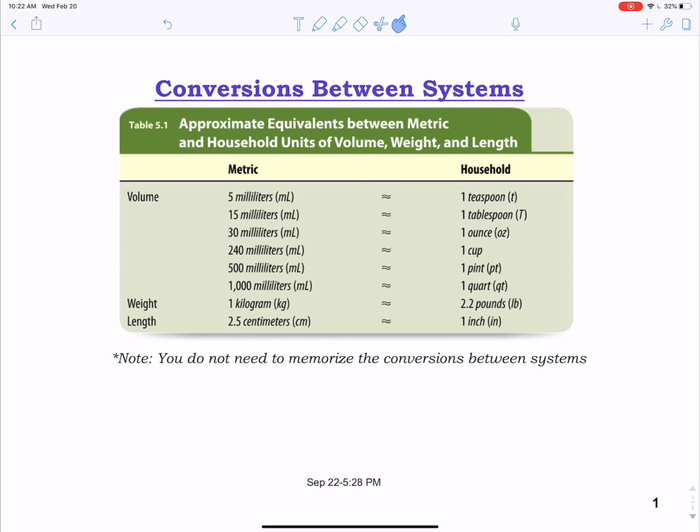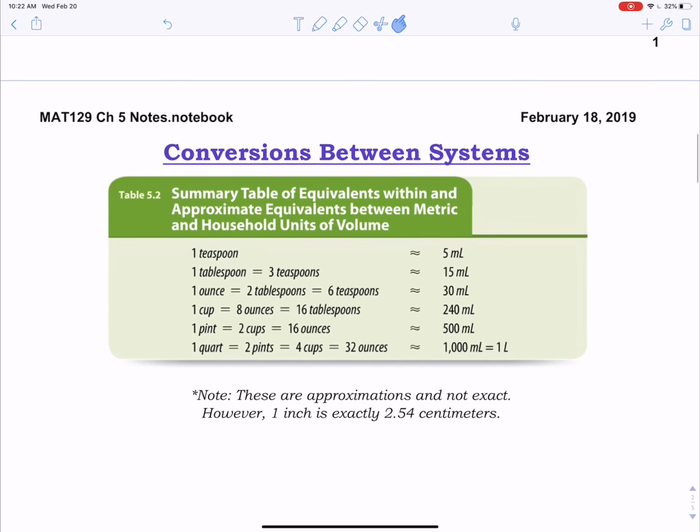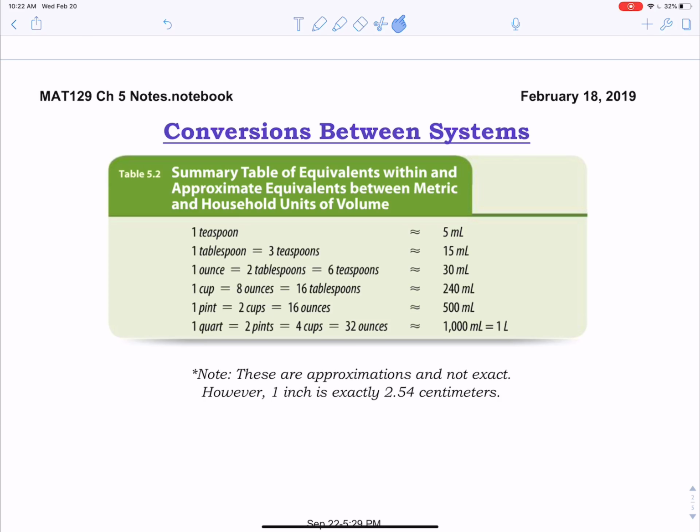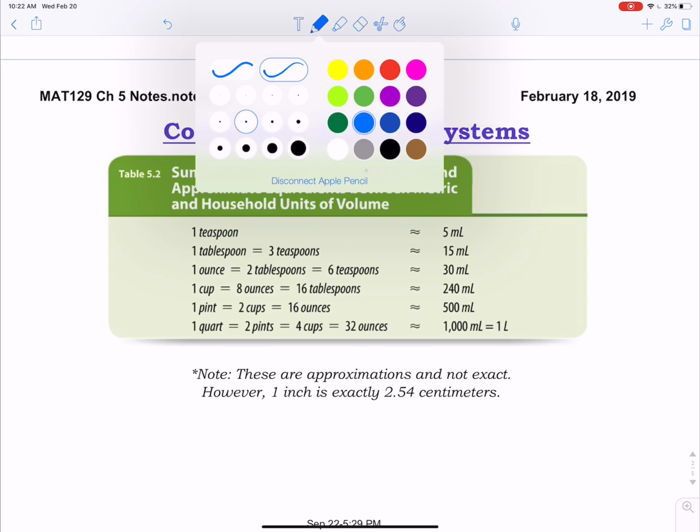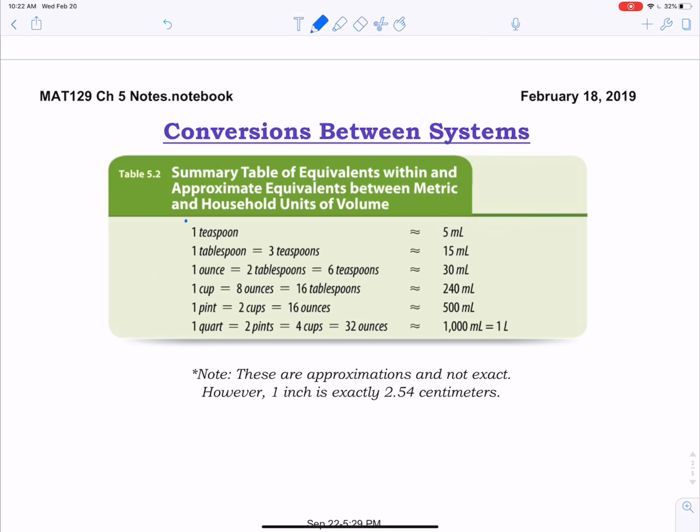We can see here from our table some different conversions between the metric system and the household system. As the note says, you do not have to have these memorized, as they'll be on the formula sheet provided to you on the test. We also have some other conversions here with our liquid conversions, such as 1 teaspoon to 5 milliliters. Some of these will not be provided to you, although I highly recommend memorizing these first two, as they will make our lives a little bit easier.